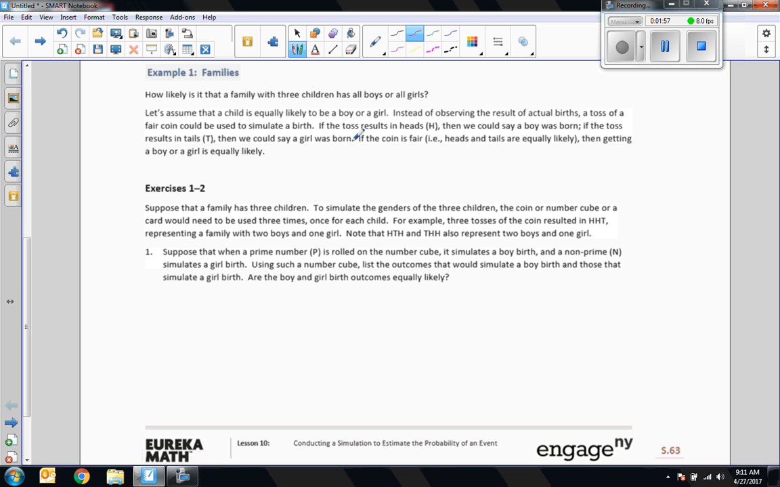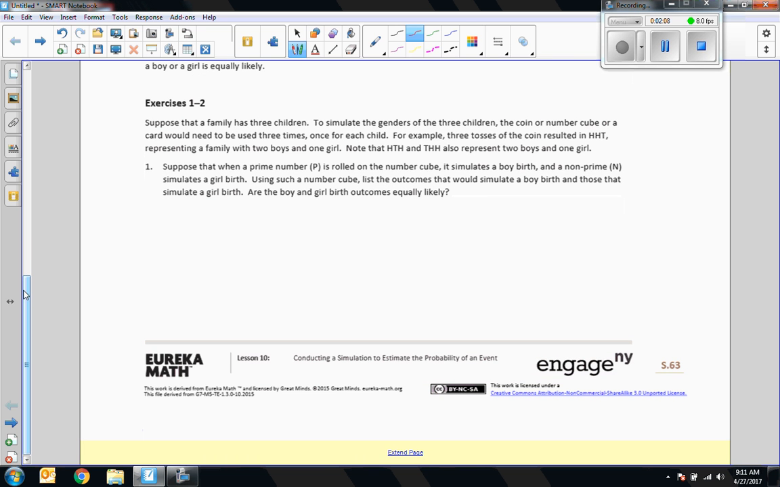If the coin is fair, for example, heads and tails are equally likely, then getting a boy or a girl is also equally likely. Okay, so exercise 1 says, suppose that the family has 3 children. To simulate the gender of the 3 children, the coin or number cube or a card would need to be used 3 times, once for each child. For example, 3 tosses of the coin resulted in heads, heads, tails, representing a family with 2 boys and 1 girl. Note that heads, tails, heads, and tails, heads, heads also represent 2 boys and 1 girl.